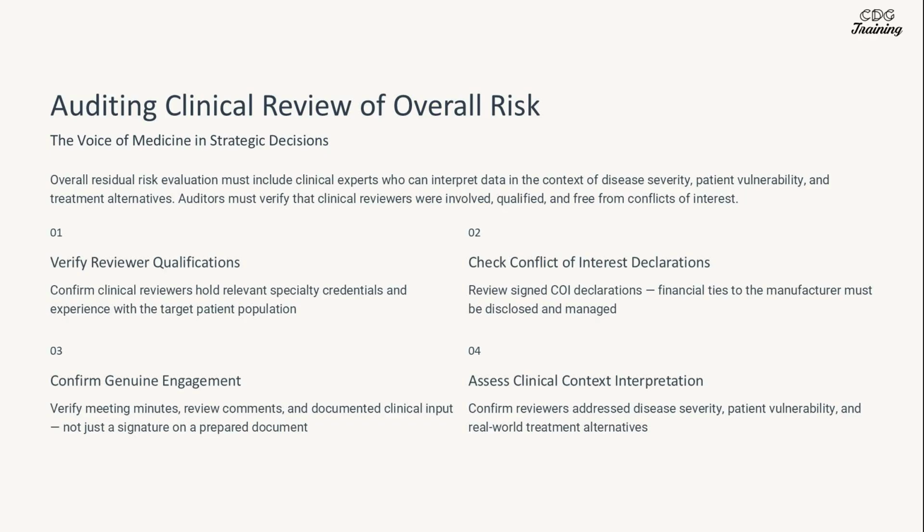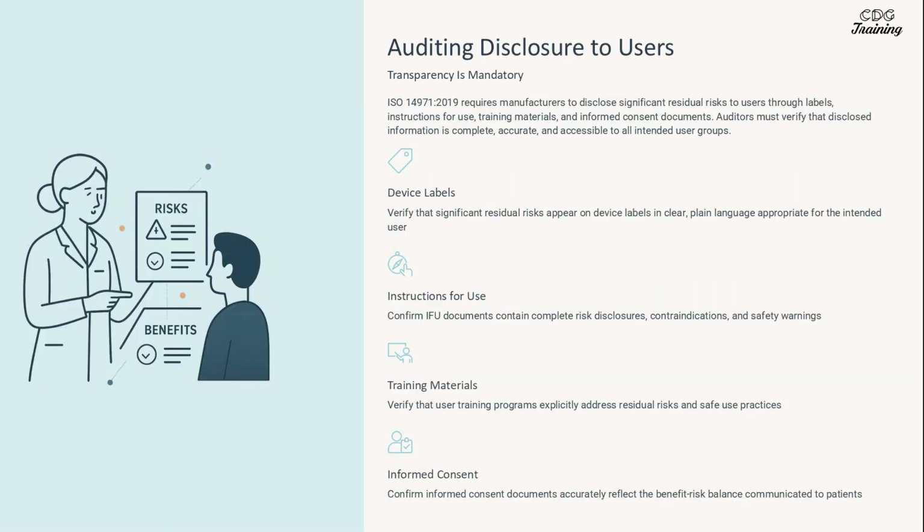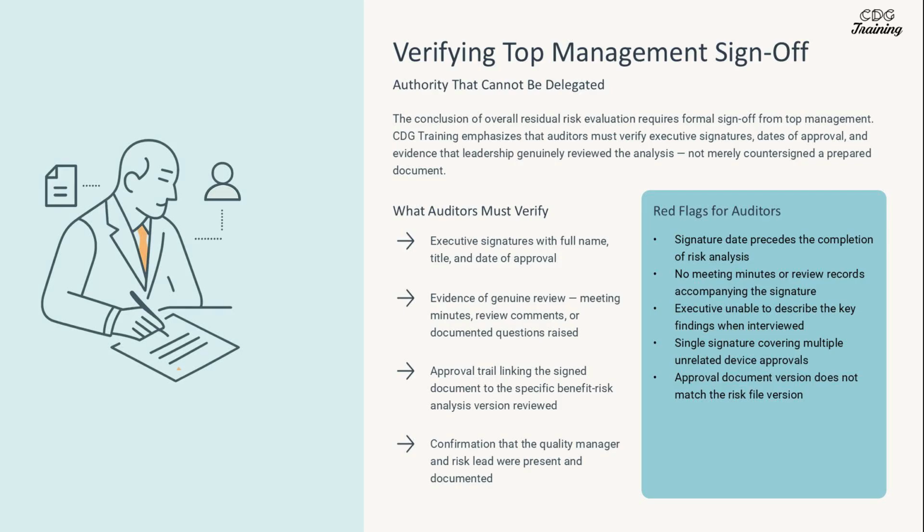Overall residual risk evaluation must include clinical experts who can interpret data in the context of disease severity and patient vulnerability. Auditors must verify that clinical reviewers were involved and their input documented. Transparency is mandatory. Manufacturers must disclose significant residual risks to users through labels, instructions, and informed consent documents, ensuring information is complete and accessible. The conclusion of overall residual risk evaluation requires formal sign-off from top management.